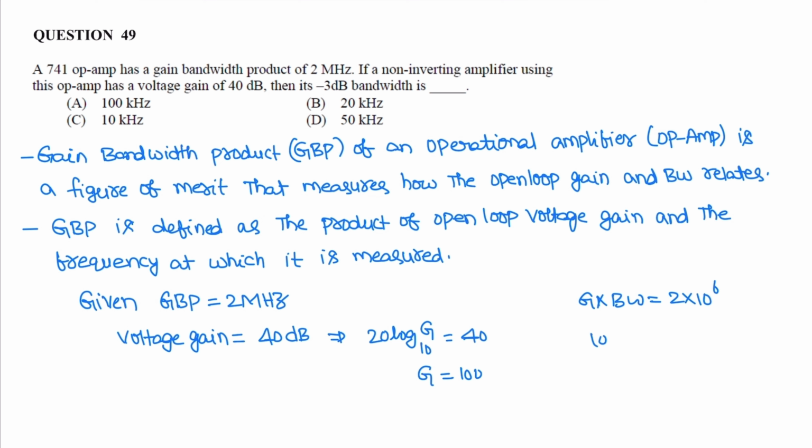So gain is 100. We need to calculate the bandwidth. So its value is 2 into 10 power 6 divided by 100. Now bandwidth is 2 into 10 power 4, 20 kilohertz. That is 20 kilohertz. Correct option is B.